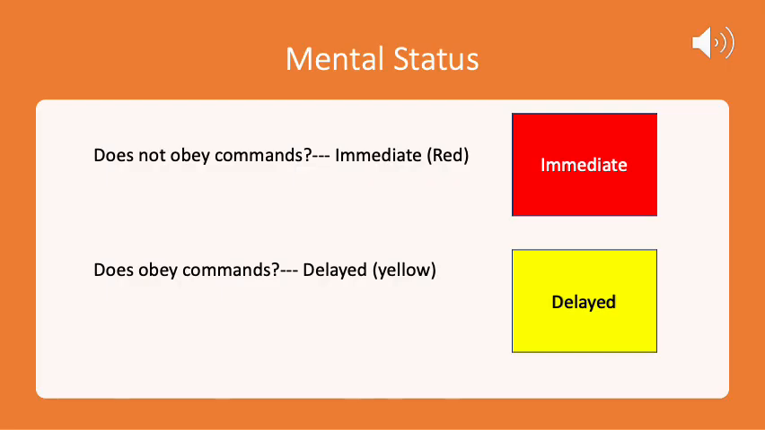So now we have a patient in our assessment that isn't able to walk to the green location. They are spontaneously breathing. Their respiratory rate is under 30 breaths per minute, and they have either a radial pulse or a cap refill that's less than 2 seconds. The next assessment that we're going to do is mental status. The mental status exam just includes whether or not they obey commands. If they do not obey commands, they're tagged red, immediate. If they do obey commands, they're tagged delayed, yellow.